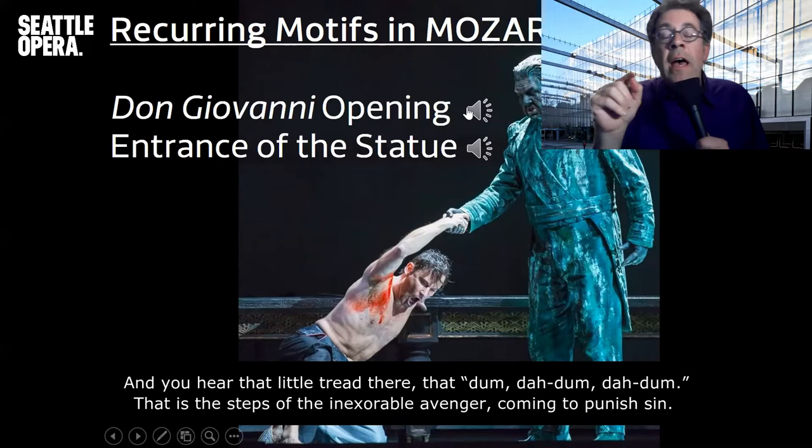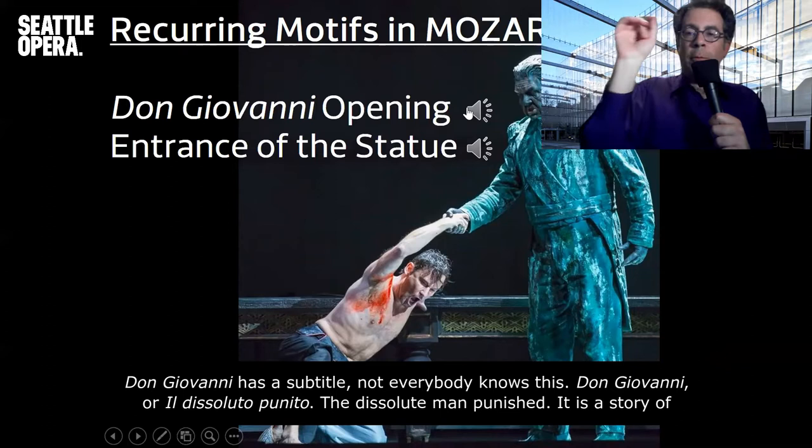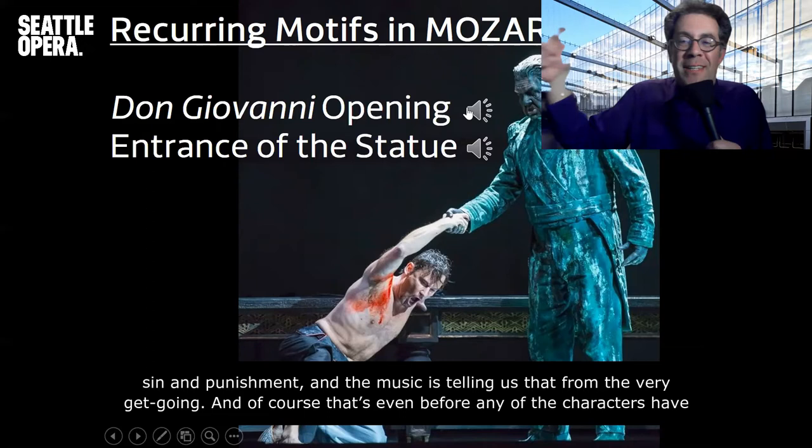Don Giovanni has a subtitle. Not everybody knows this. Don Giovanni, or Il Dissoluto Punito, the dissolute man punished. It is a story of sin and punishment, and that music is telling us that from the very, very get-going. And, of course, that's even before any of the characters have come on stage.